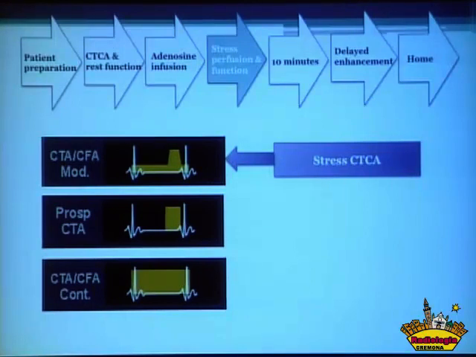And this works up to a heart rate of 70 beats per minute, and is a lower radiation dose than doing the bottom option, which is a full exposure from R to R interval.